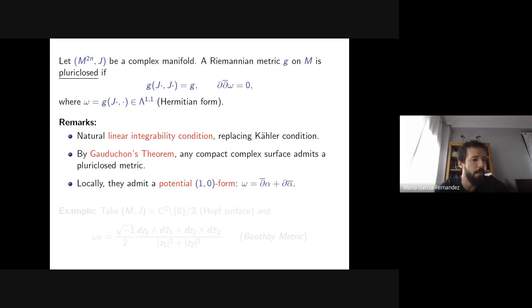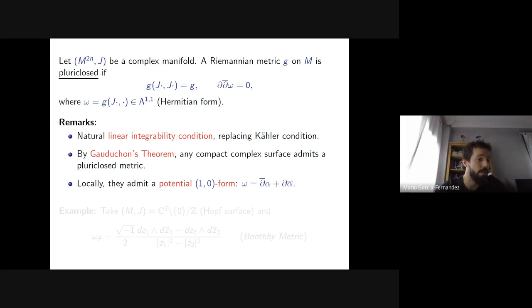Here, the objects are a bit more wild. Actually, there is a potential 1-0 form for the pluriclosed metric. So locally, any pluriclosed metric can be written as del bar of a 1-0 form plus del of its conjugate. So morally, just from this condition, you observe that pluriclosed metrics are more complicated to deal with than Kähler metrics, because whatever PDE you write down for the curvature of a pluriclosed metric is going to involve vectors rather than functions on the manifold. Okay.